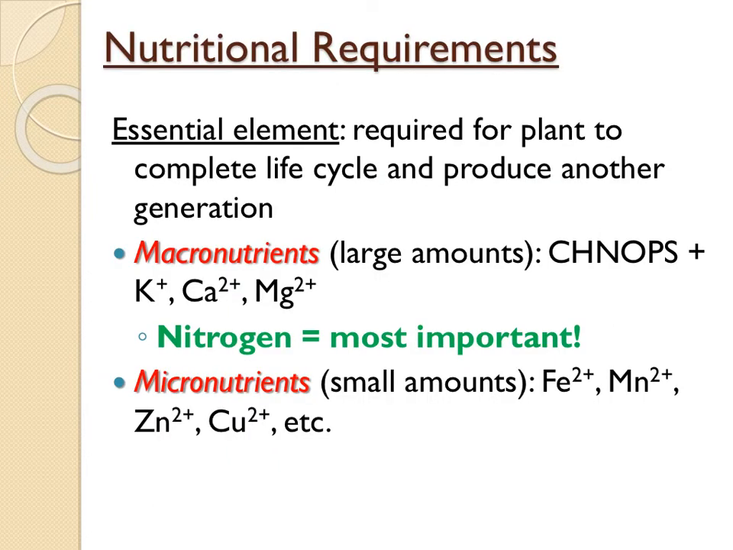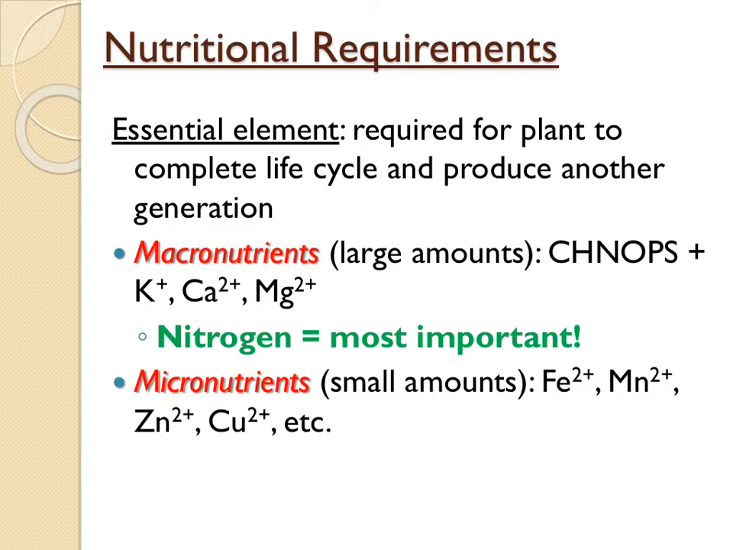Plants require a variety of elements to be able to survive and reproduce. The macronutrients are the ones needed in large amounts. This includes nitrogen, phosphorus, sulfur, the elements involved there, potassium, calcium, and magnesium. What you need to keep in mind is that nitrogen is the most important nutrient that plants need for survival.